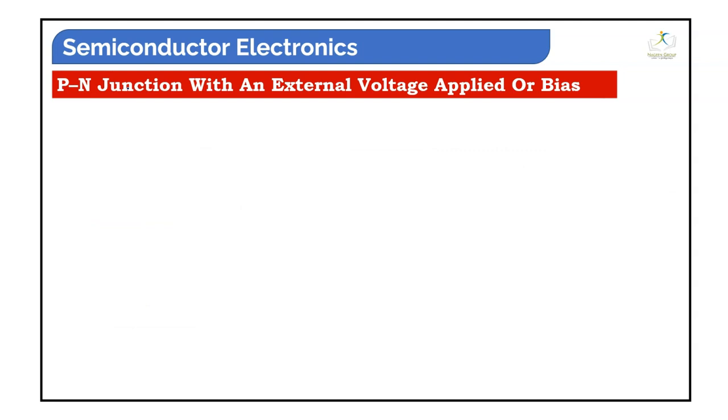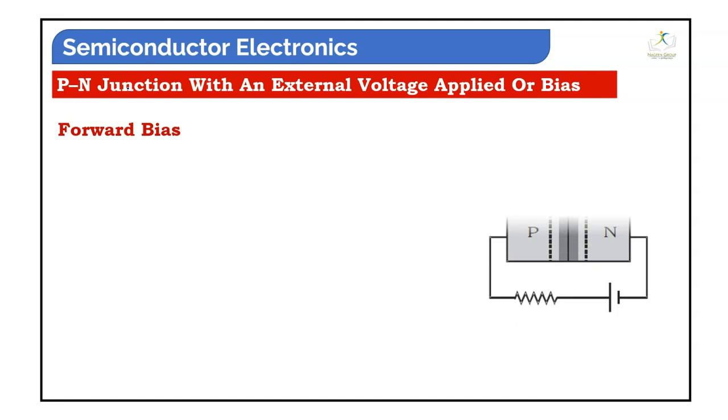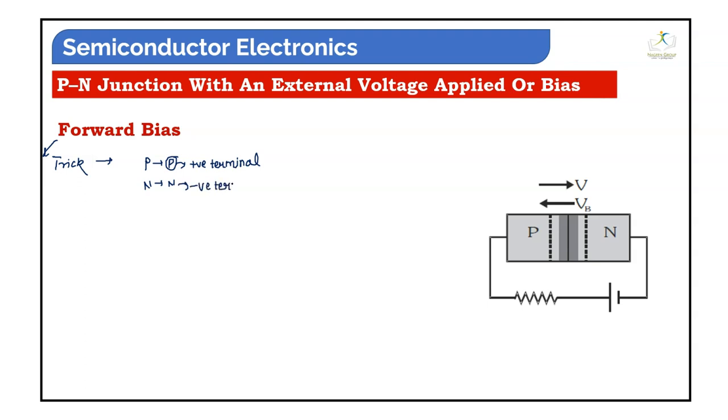PN junction with an external voltage applied, or bias: forward bias. In this case, I'm taking a very short trick for you, students. Whenever anyone tells you to make a forward bias junction, connect P to P and N to N. I know this is a little weird, but I'll explain it. P is connected with the positive terminal of the battery and N is connected to the negative terminal of the battery.